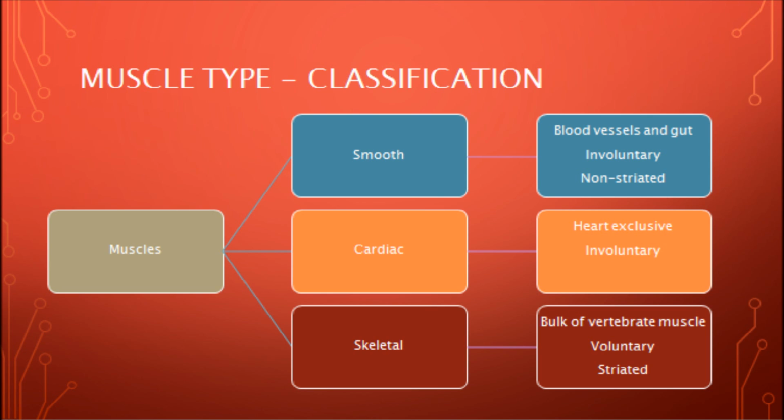Cardiac muscles are found exclusively in the heart and also have involuntary contractions. Skeletal muscle makes up the bulk of the vertebrate's body muscle and undergoes conscious muscle contraction. They are striated and so have light and dark bands running the length of their fibers.